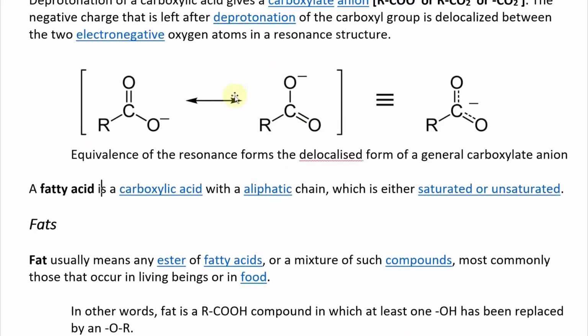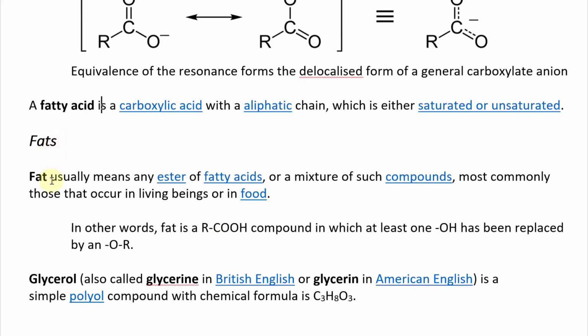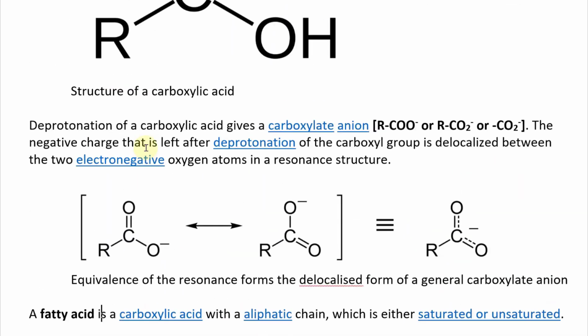So now let's look at fats. Fat usually means an ester of fatty acids, or a mixture of such compounds, most commonly those that occur in living beings or food. So remember, fatty acid is a carboxylic acid.